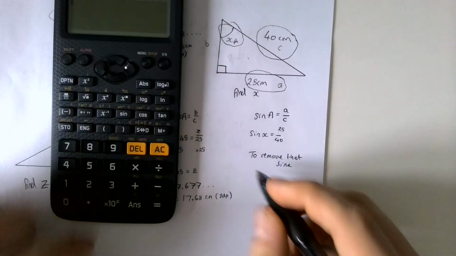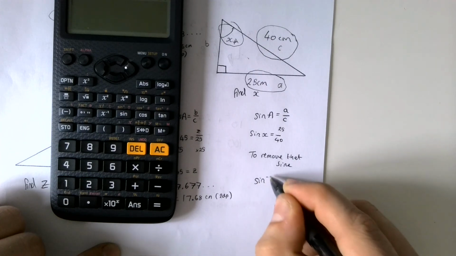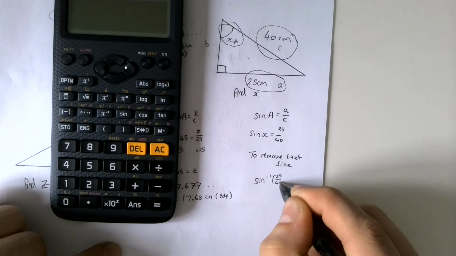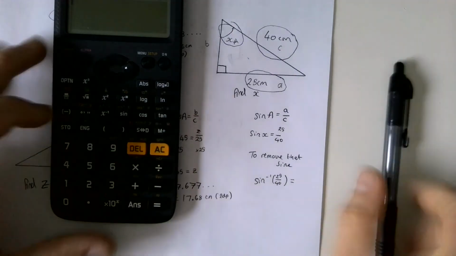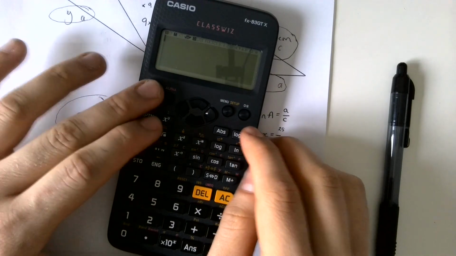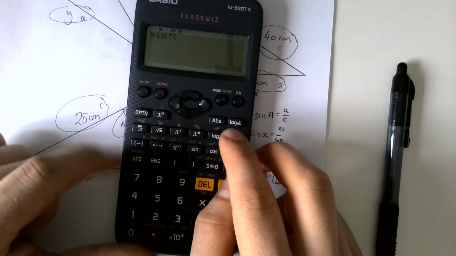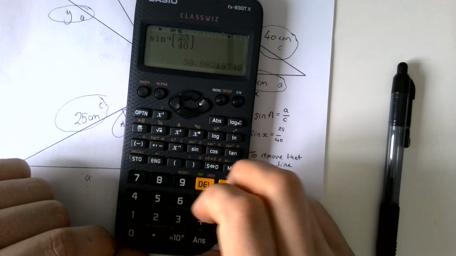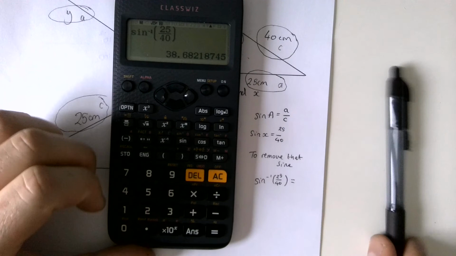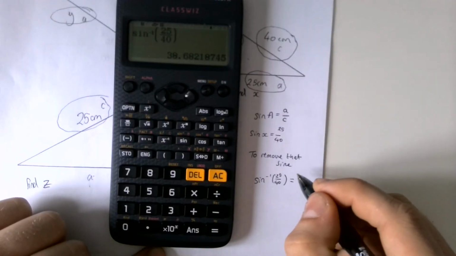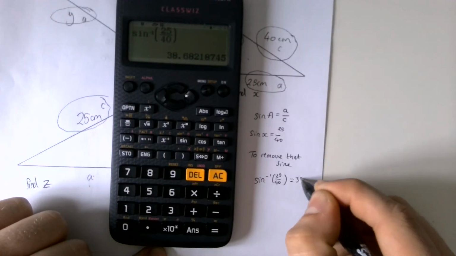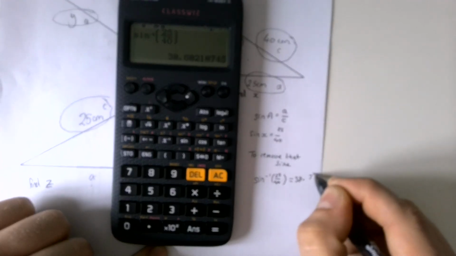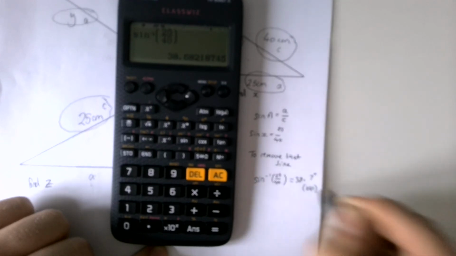So I'm going to want to do the inverse sine, sine minus 1, of 25 over 40. So let's just type that in. Shift sine, then that fraction 25 over 40. Press equals, it gives me that. So it's going to be 38.7 degrees to 1 decimal place.